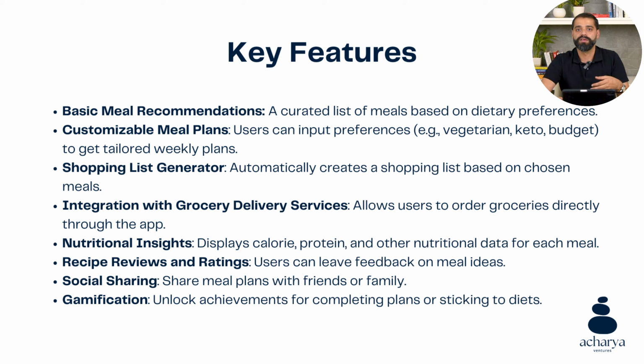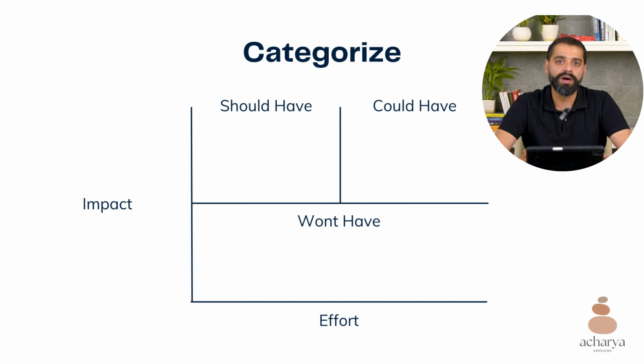Again, that's a lot of features, and I'm sure you might have more feature options, some that could be amazing that I might have missed out, but this is something that I could come up with, right? If we were to categorize these features on the basis of should have, could have, and won't have, how would you categorize them?